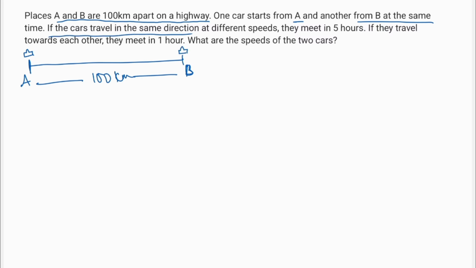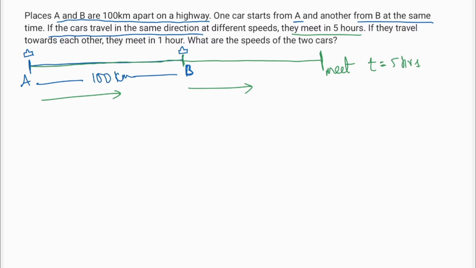If the cars travel in the same direction at different speeds, see, the first car from A has traveled, and B also has traveled in the same direction, and they meet in 5 hours. They meet here, and they both took 5 hours to meet.